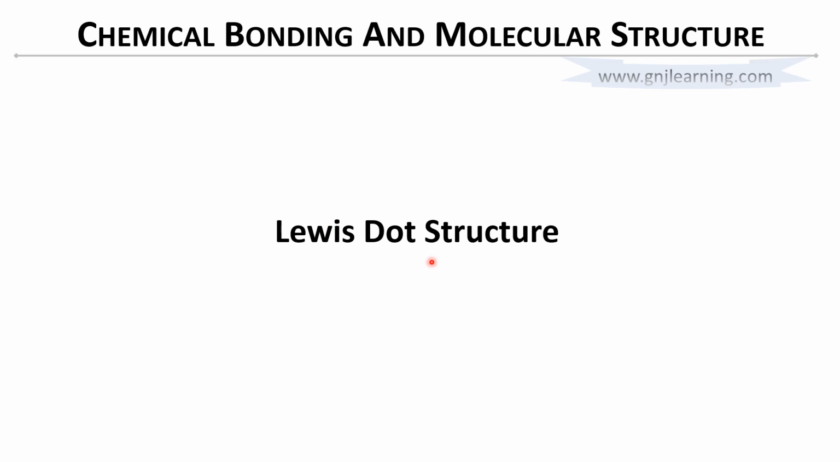In the last part we started with the Kossel-Lewis approach. What was the basis of the Kossel-Lewis approach? It was the octet. Every atom tried to attain an octet by forming a bond. In the last part we saw how a single covalent bond, a double covalent bond, and a triple bond are formed. In this part we are going to see how Lewis tried to represent the structure of a molecule using dot structures.